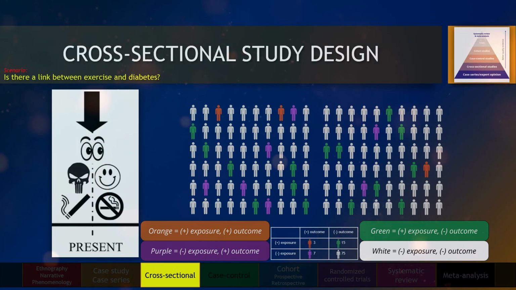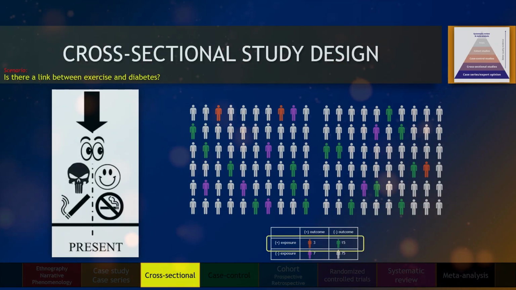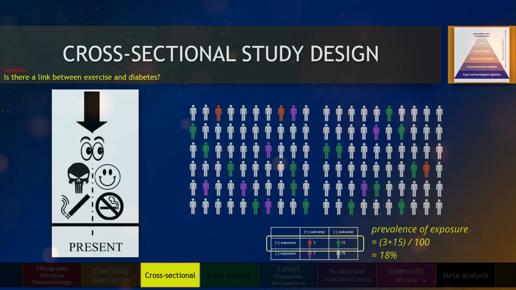Based on these collected information, we can put the 3 orange respondents on the upper left quadrant of our 2 by 2 table, the 15 greens on the upper right, the 7 purples on the lower left, then finally, the 75 white ones on the lower right quadrant. From here, we can calculate the prevalence of the exposure, which is those who work out at least 1 hour a week, as the sum of the orange and green, or 3 plus 15, divided by the total population of 100, or 18%.